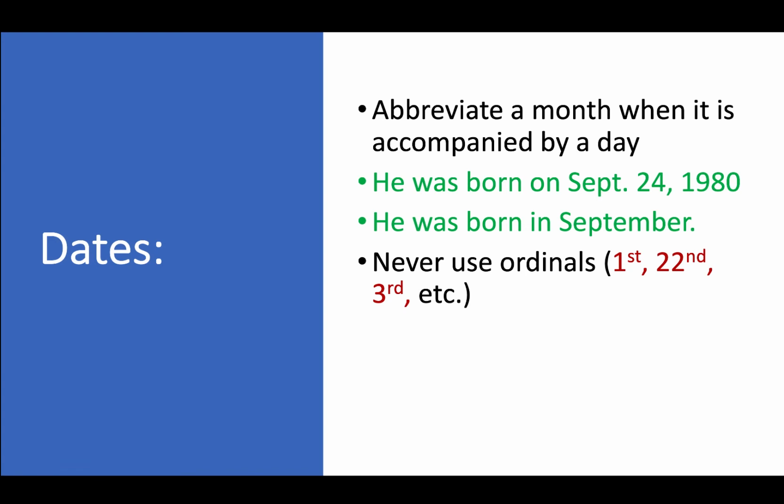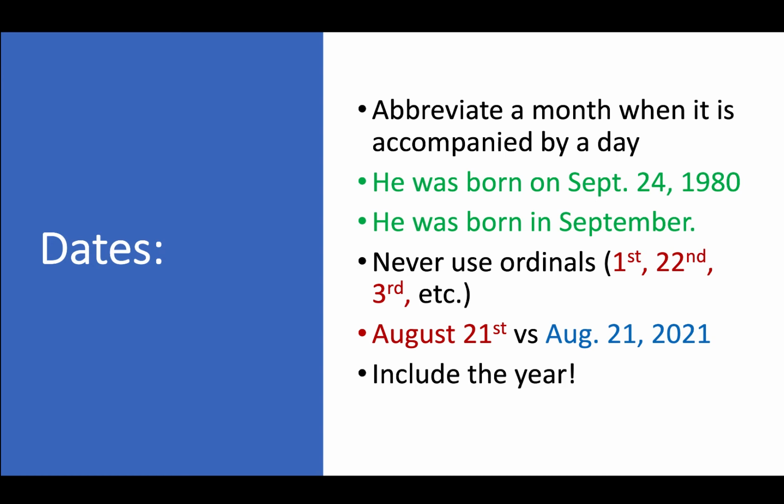We never use ordinals like 1st, 2nd, 22nd, 3rd, etc. So you would never write August 21st, you would write August 21, 2021. And always include the year. This makes it easier for you to update dates and ensures that people don't show up for last year's events.